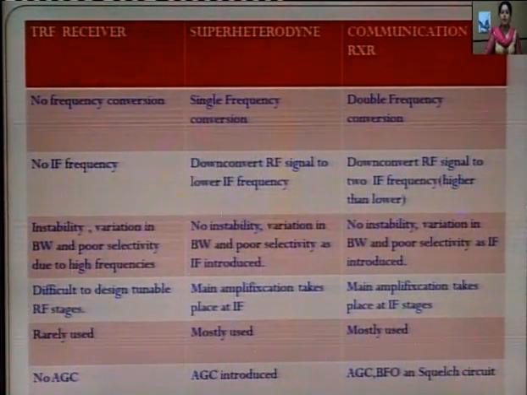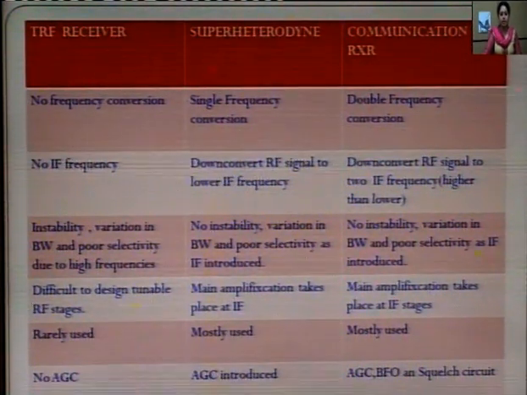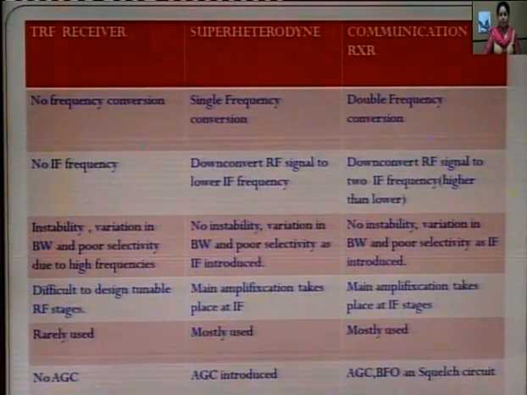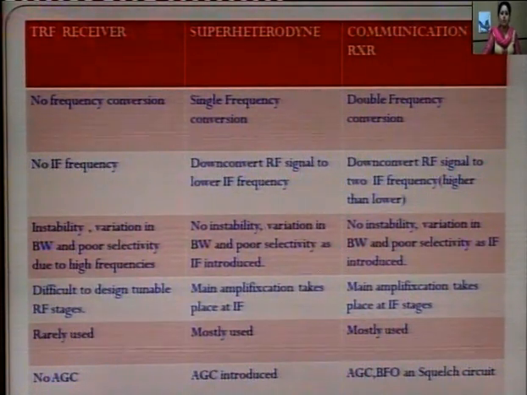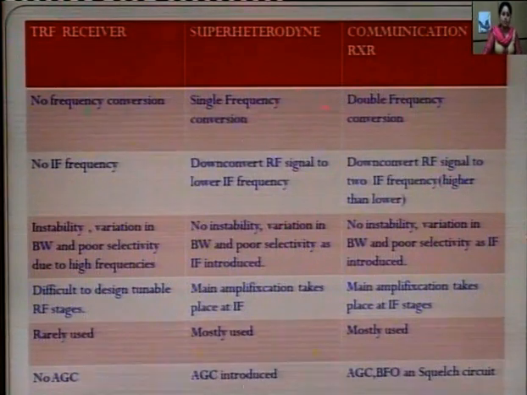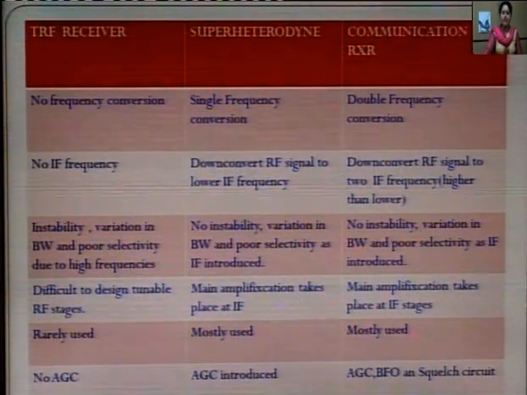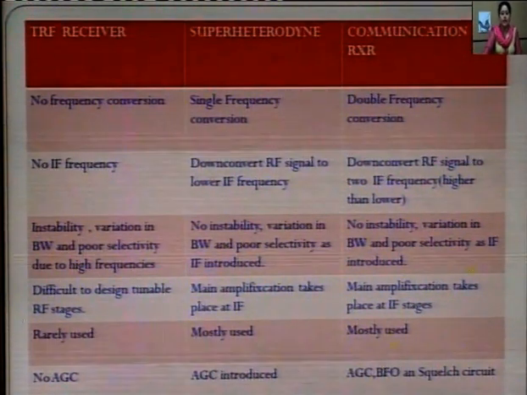In superheterodyne, main amplification takes place at IF. In communication receiver also, the amplification takes place at IF. TRF receivers are rarely used. Superheterodyne and communication receivers are mostly used. In TRF, there is no AGC. In superheterodyne, AGC is introduced. In case of your communication receiver, you are using delayed AGC.